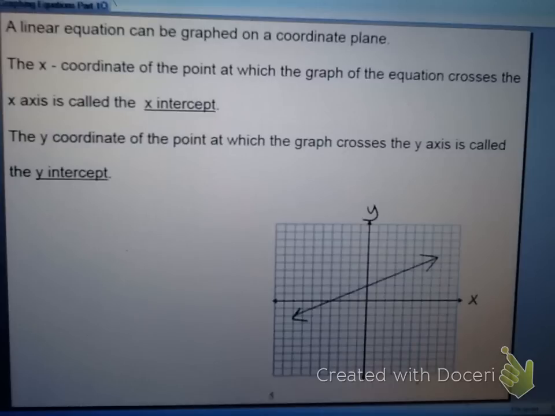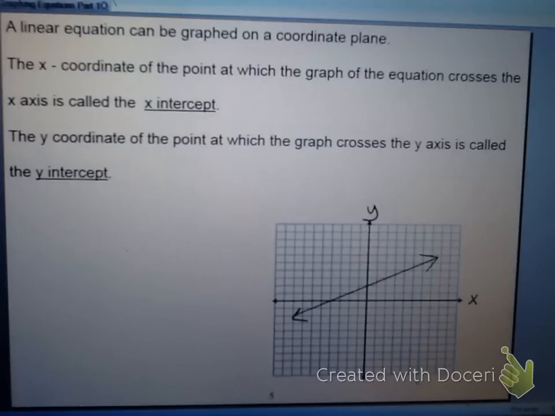A linear equation can be graphed on a coordinate plane. The x-coordinate of the point at which the graph of the equation crosses the x-axis is called the x-intercept. The y-coordinate of the point at which the graph crosses the y-axis is called the y-intercept. Pause this recording to copy these two sentences down in your notes.